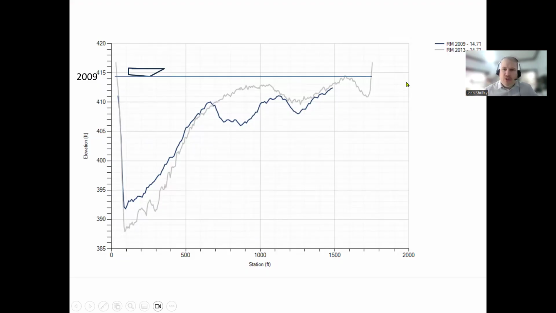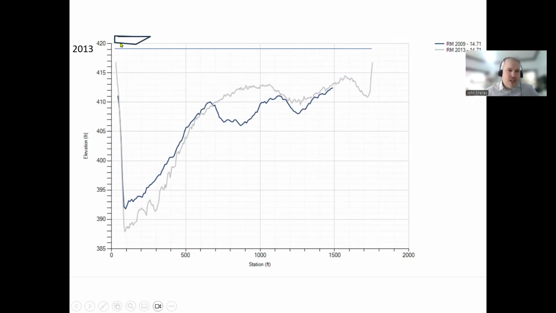For example, this cross section, the darker blue here is 2009, and if you need 2 or 3 feet of depth for the particular boat, then maybe this is as far as you could get with the water surface this high. So you get all the way over to here, but then you stop because it gets too shallow. Whereas in 2013, the water surface was higher, and so you were able to get further out here on the left, as well as quite a bit further there on the right.